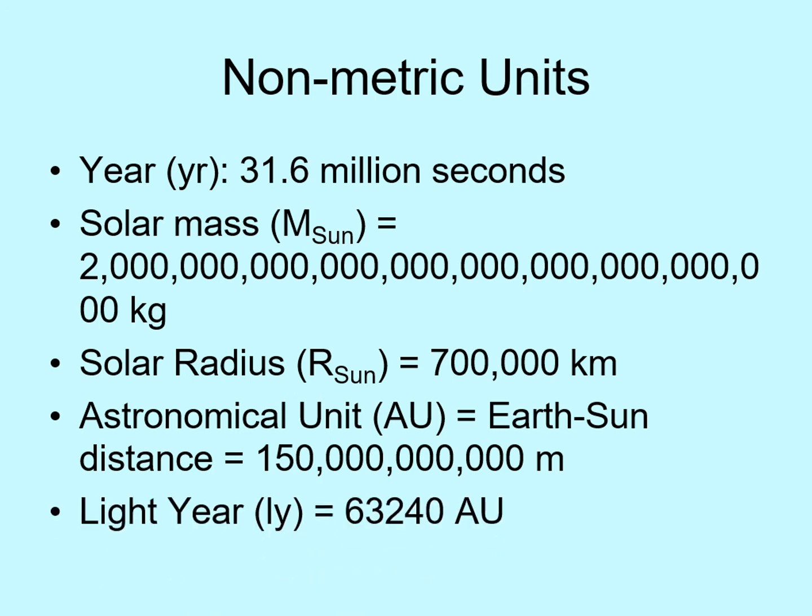Lastly, we've got the light year. As you remember, this is a distance unit. It's the distance a beam of light travels in 1 year. It's about 10 trillion kilometers, or 63,240 astronomical units. You don't have to memorize all of these conversions. They will be available on exams if you need them. But you should get familiar with what these units mean and how to use them. We'll be seeing a lot of them this term.